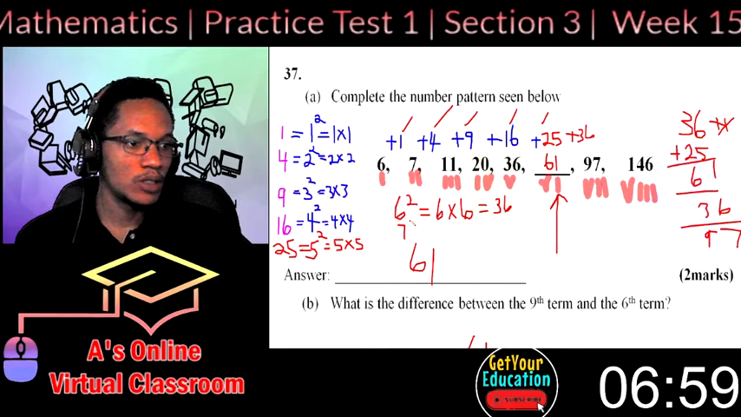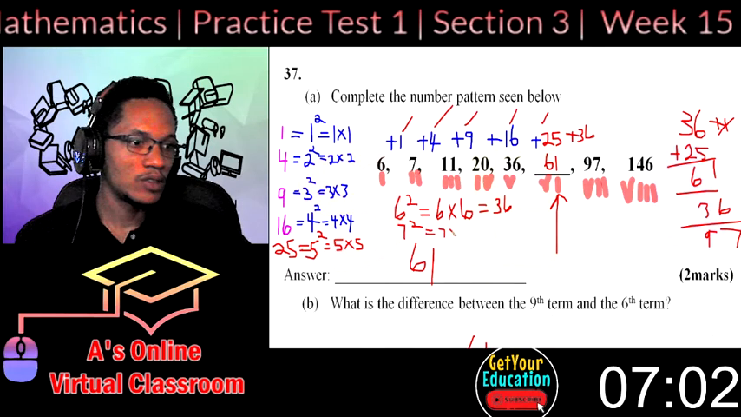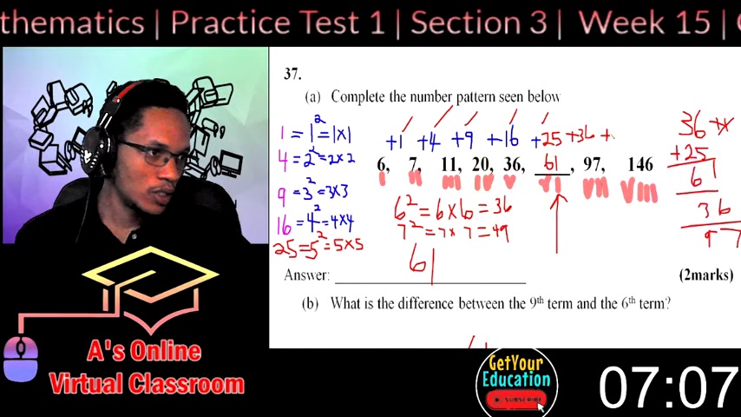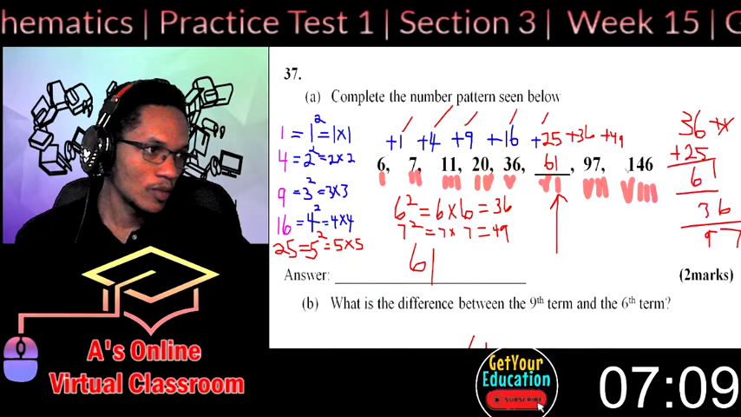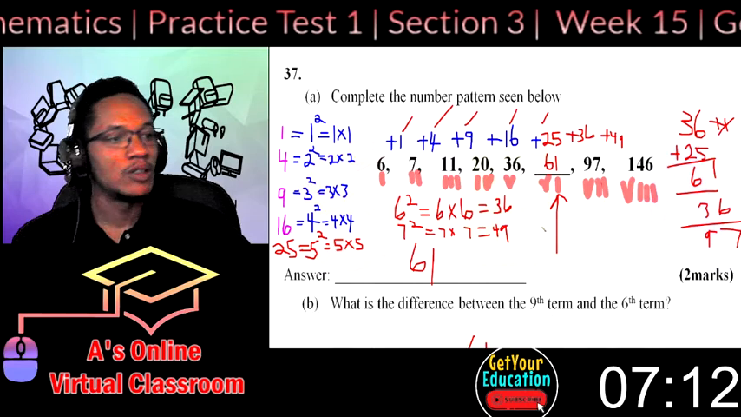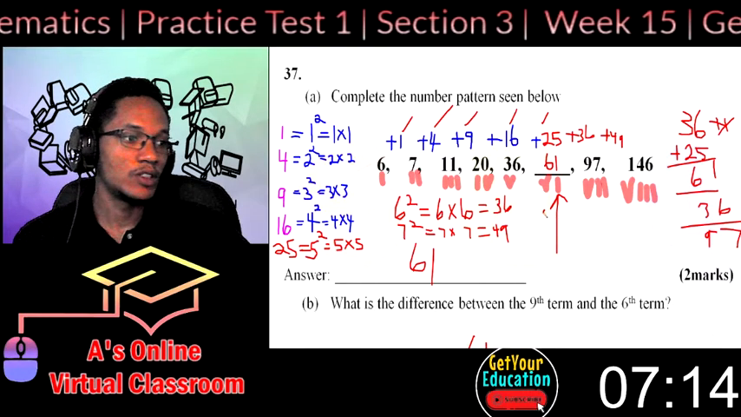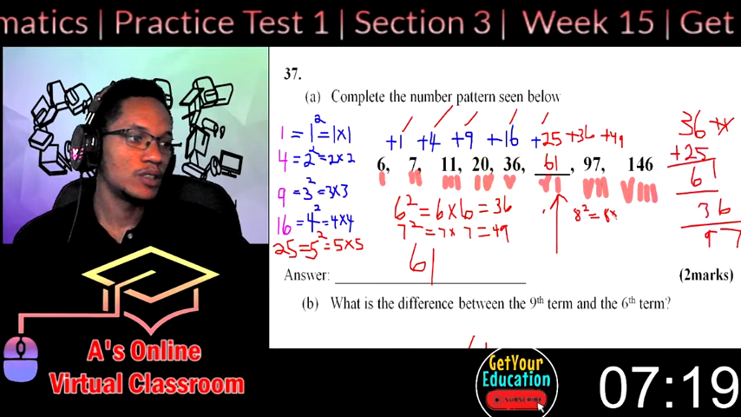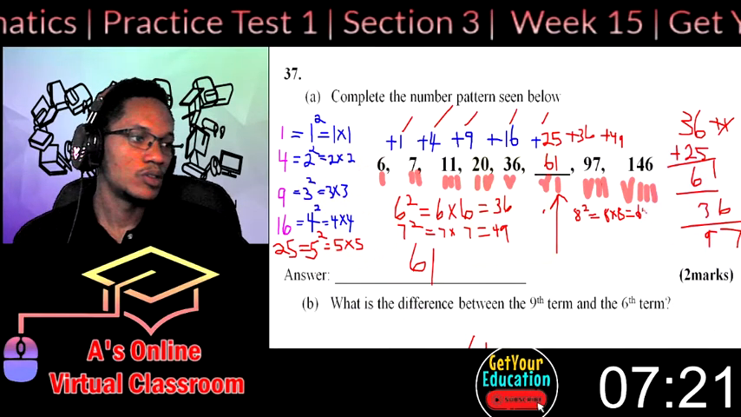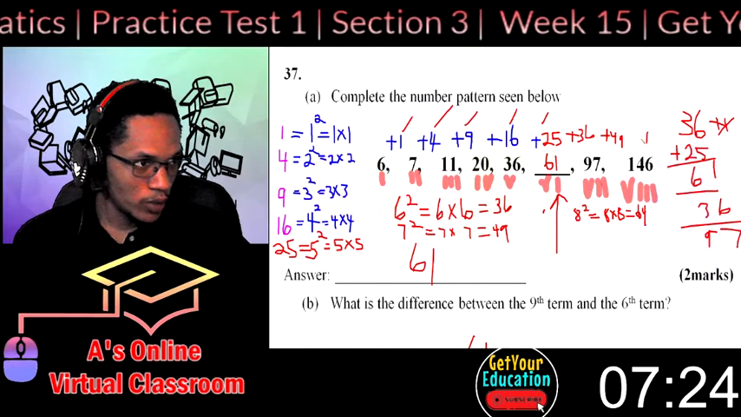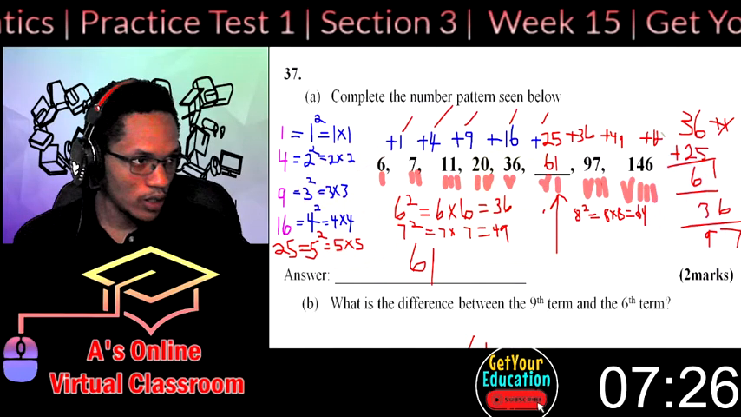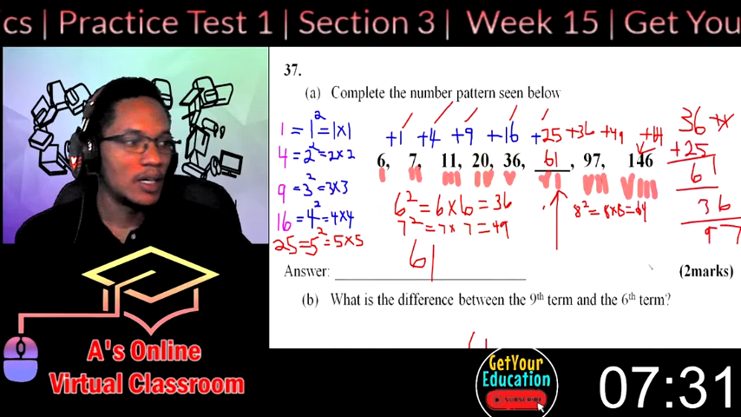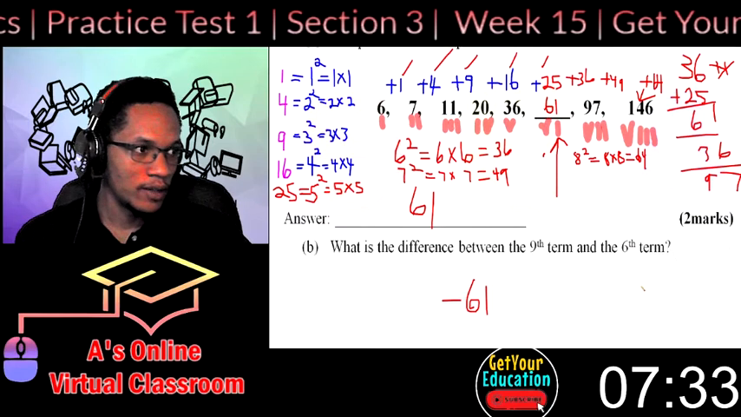Next we have 7 squared, which is 7 times 7, which is 49. So this should have been plus 49. What comes after plus 49? 8 times 8, sorry, 8 squared. 8 times 8, which is 64. So after plus 49, we should get plus 64 here. We have to add 64 to this, and we should get our 9th term.